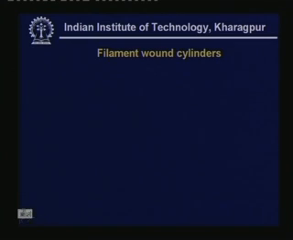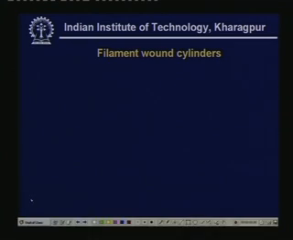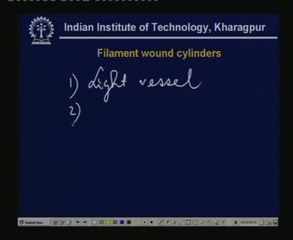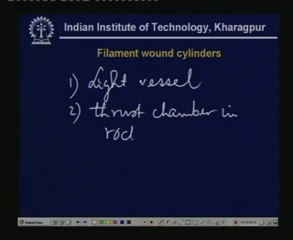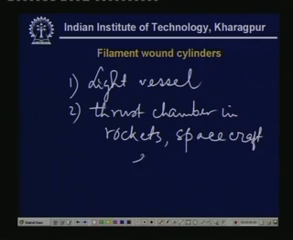Now if we have a filament wound cylinder, then sometimes we need it for light vessels, or maybe the thrust chamber in rockets, spacecraft, etc. In that case, we need the vessel to be very light, and that is done by making the vessel of fiber or composite materials.